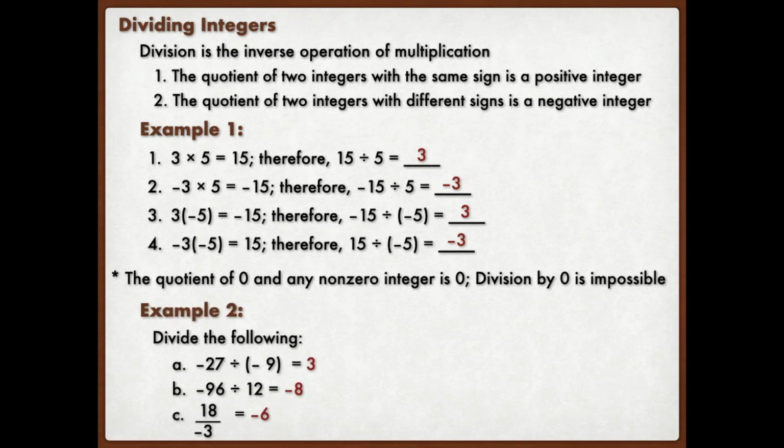Negative 27 divided by negative 9 would have to be a positive, so that would be 3. Negative 96 divided by 12, because they're different signs, it would be negative 8. Here it's negative 3 into 18. Two different signs, so it would be negative 6.